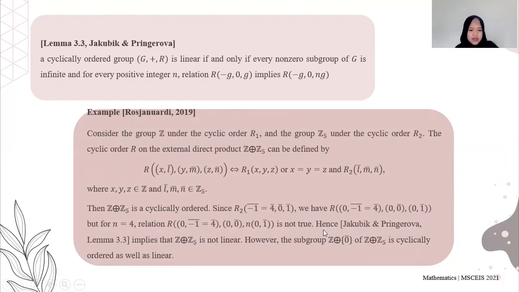relation R is not true because it is not strict. Hence, by Lemma 3.3, Z direct product Z5 is not linear. However, the subgroup Z direct product 0 of Z direct product Z5 is cyclically ordered as well as linear.